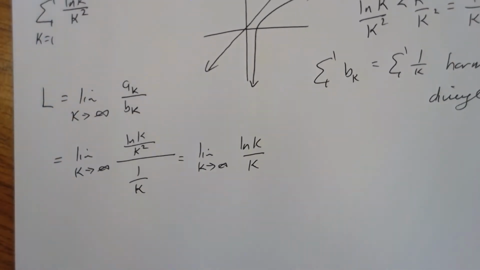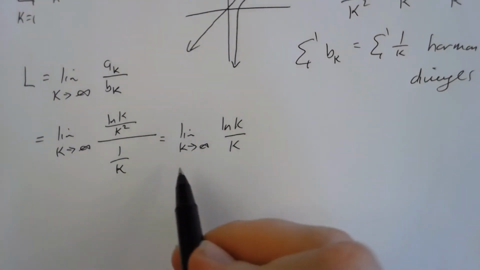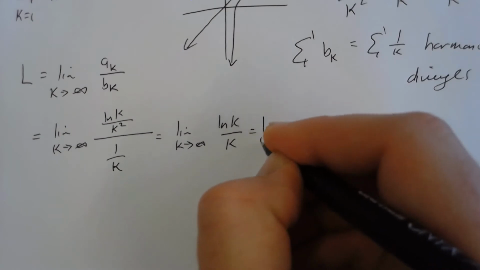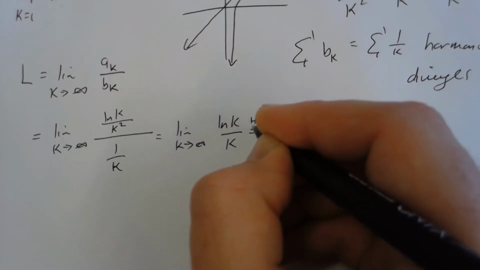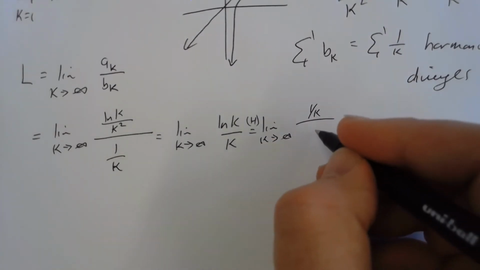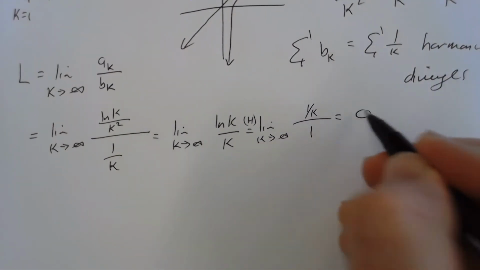Now, when we start working through this limit, you'll notice that as k goes to infinity, the top goes to infinity, as does the bottom. This gives me the limit as k goes to infinity under L'Hopital's rule: 1 over k on top, the derivative of the natural log of k, and the derivative of k on the bottom is just 1. So this ends up just going to 0.